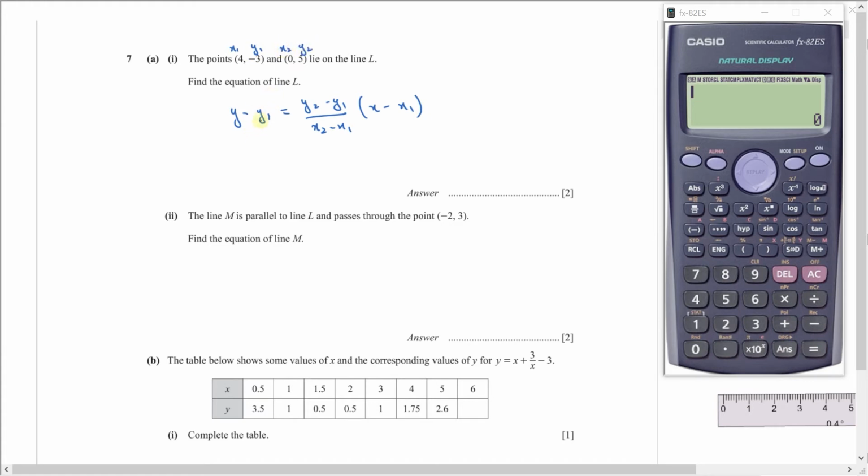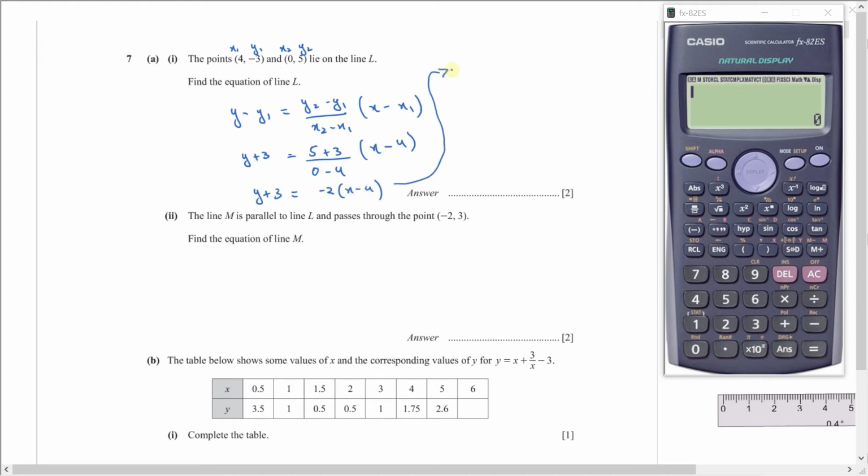So now let's substitute the values here. This will become y minus y1, which is minus 3, so y plus 3 equals y2 minus y1, which will be 5 plus 3, divided by x2 minus x1, which will be 0 minus 4, that is negative 4, times x minus x1, which is 4. So 5 plus 3 is 8, 8 divided by 4 will be 2, so this will be negative 2. So y plus 3 equals negative 2 times (x minus 4).